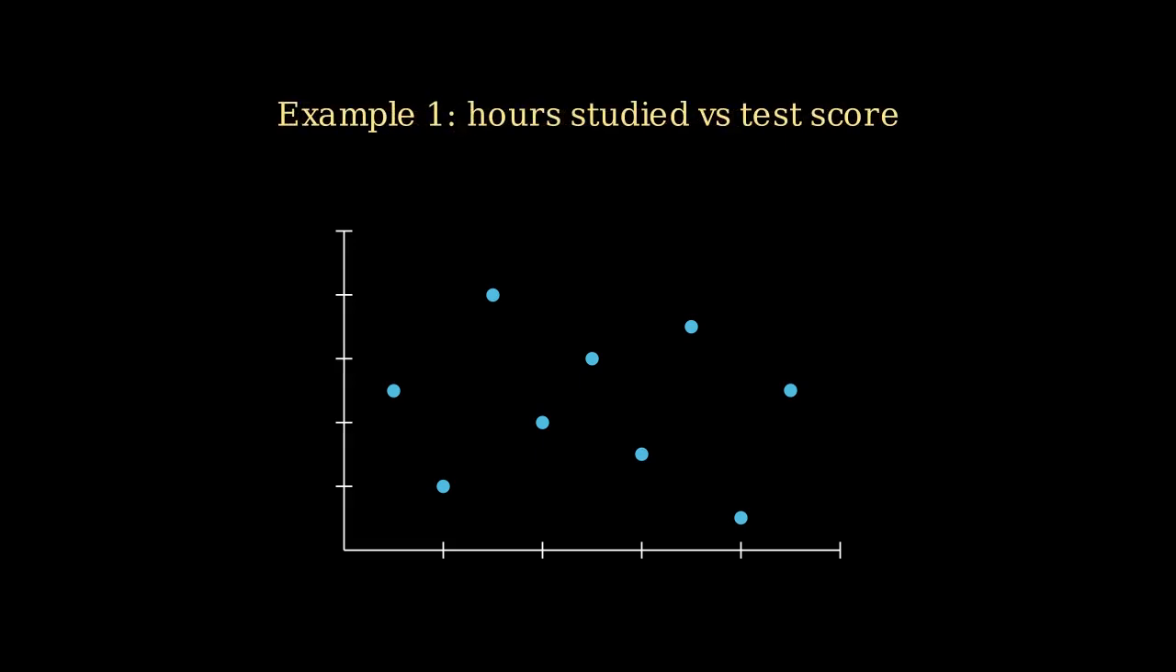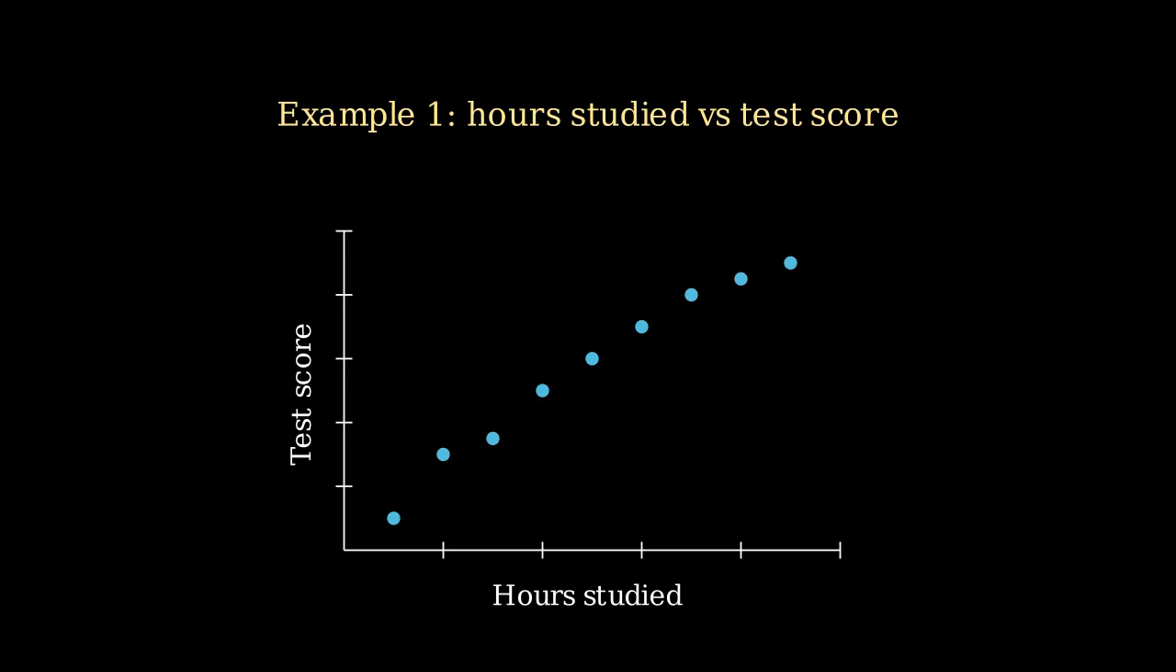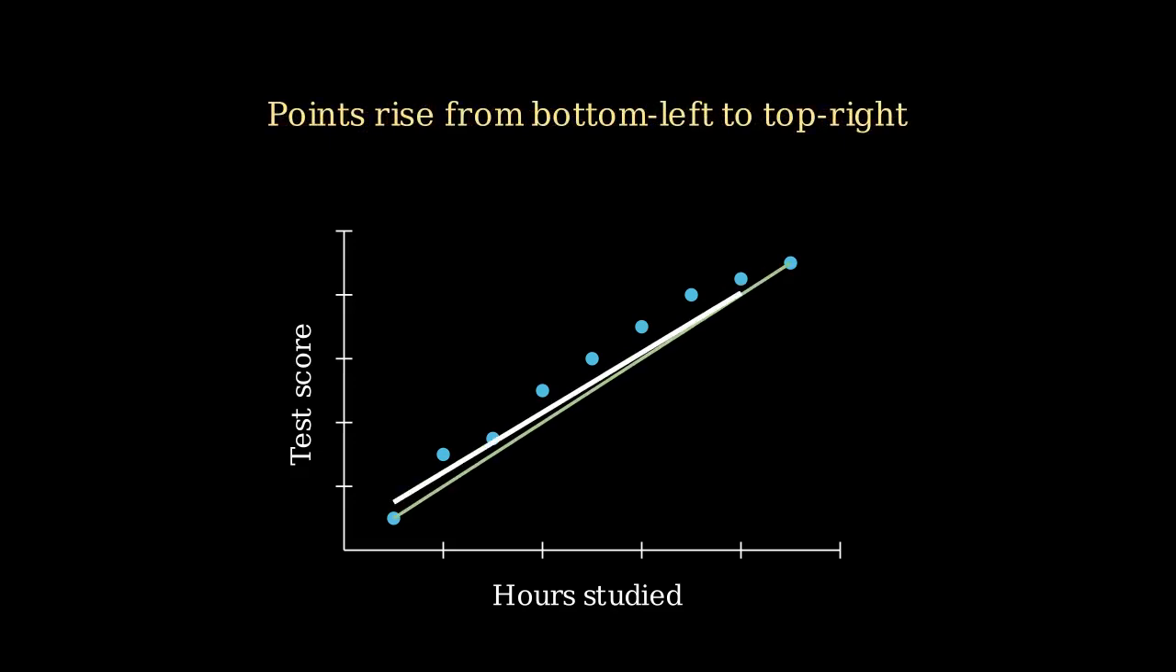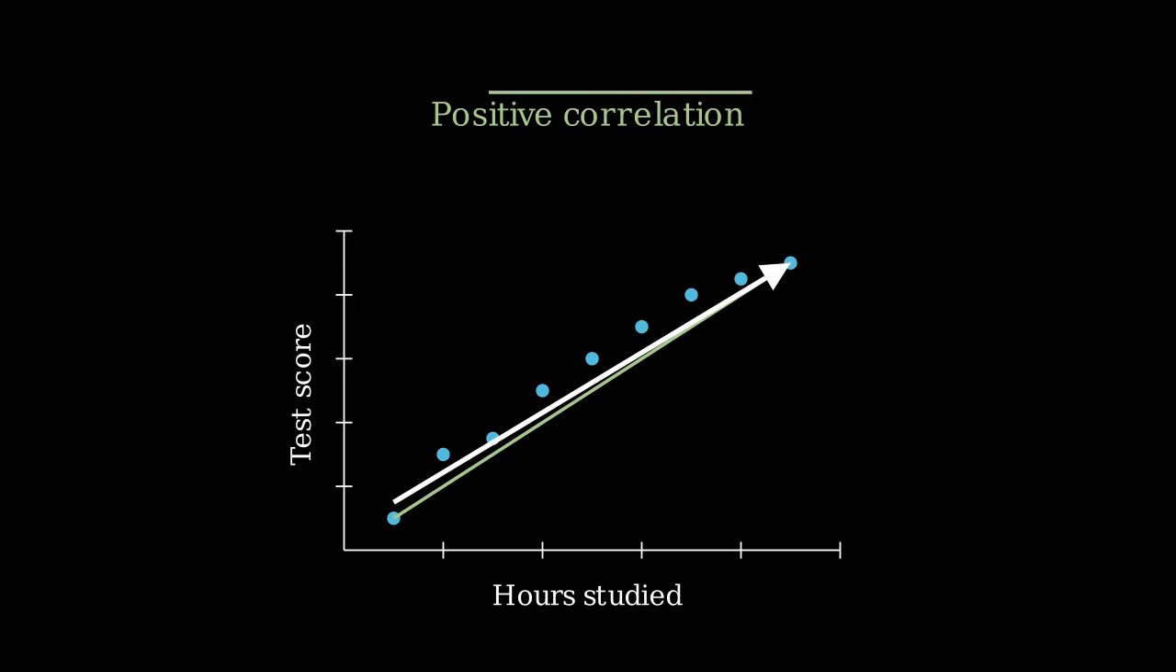Let's look at worked example 1, hours studied against test score. Here the points trend from the bottom left of the graph up to the top right. As hours studied increases, test score also increases. This is an example of positive correlation.